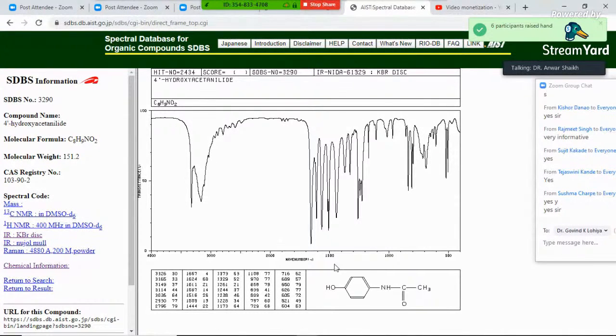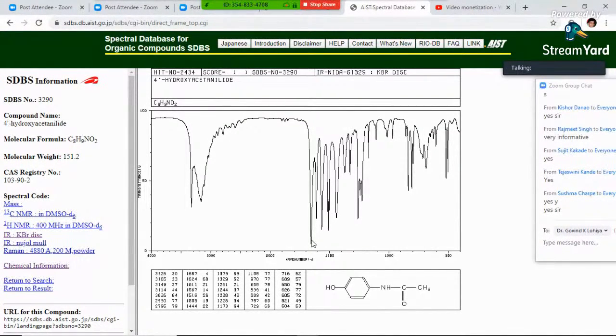If you see a sharp peak here, maybe it is around 1715 or 1720. This is a very sharp peak. I told you one thing: a sharp peak in this region may be due to C=O. So it is a C=O due to this ketone, as I told you in the spectra of ketones.